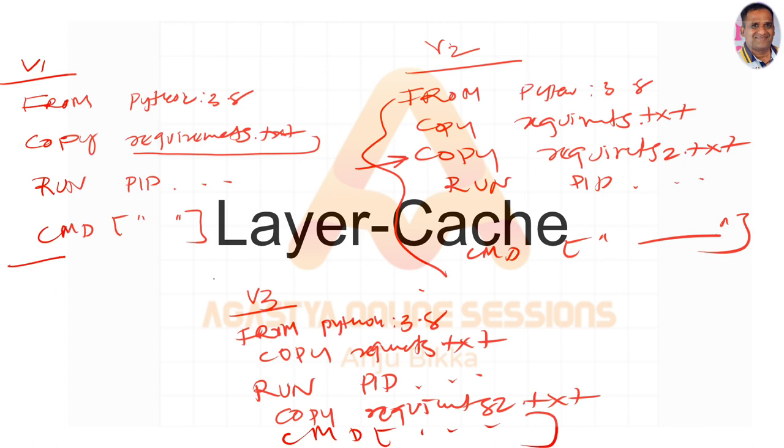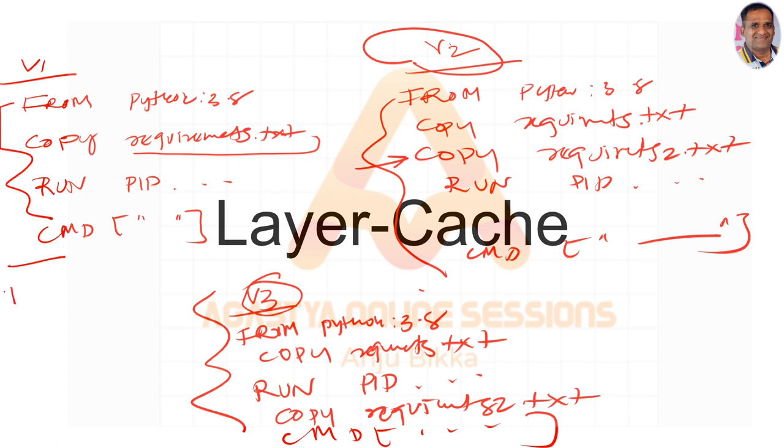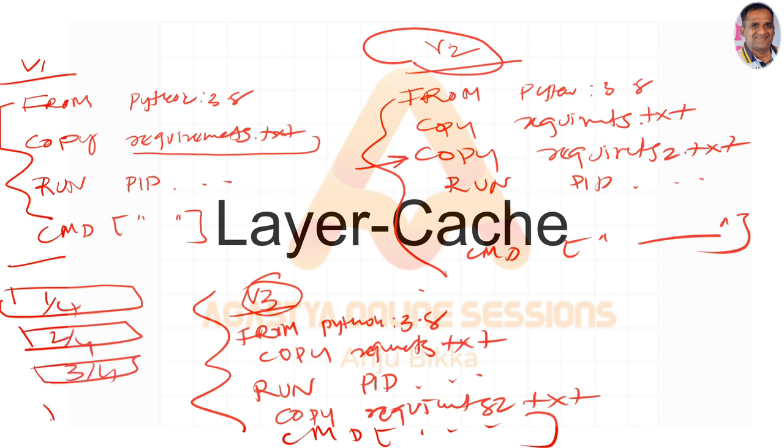So what is the best, most efficient way to write, either in this fashion in the v1 or in the v3 fashion? Let's discuss. When we are running the v1 the first time, those layers are going to be created: 1 of 4, 2 of 4, 3 of 4 and 4 of 4.